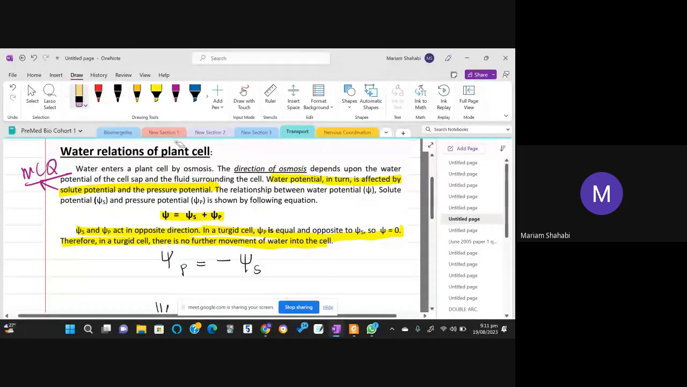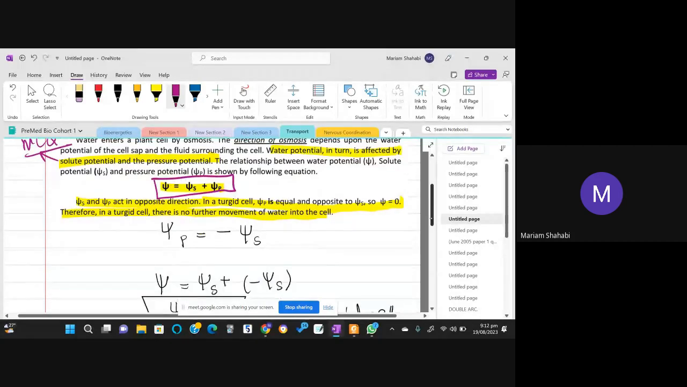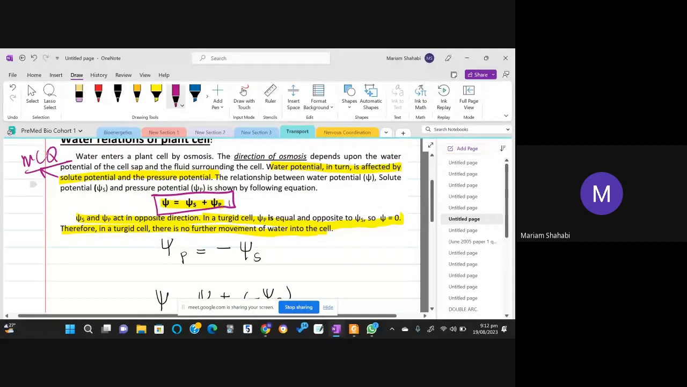सो दिस इज एन इक्वेशन. द इक्वेशन यू शुड नो, बहुत छोटू सा है कि water potential is the sum of solute potential and pressure potential. So just know this, and also know that solute potential and pressure potential, they act in opposite direction.